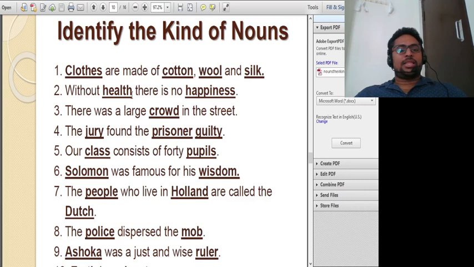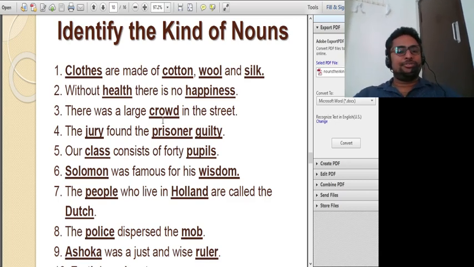Without health there is no happiness. Health and happiness, what kind of nouns are these two? Health and happiness are abstract nouns. Crowd, there was a large crowd in the street. What kind of noun is crowd? Collective noun. Okay, it represents a group of people. Mob, crowd, class, team, these are all collective nouns.